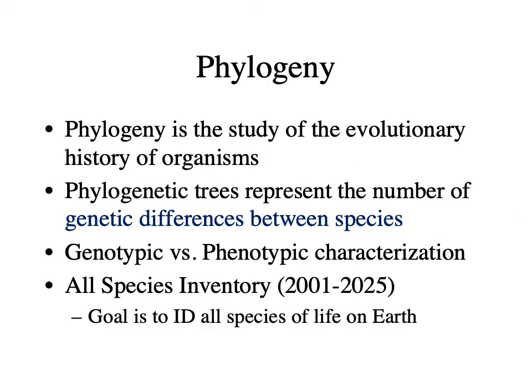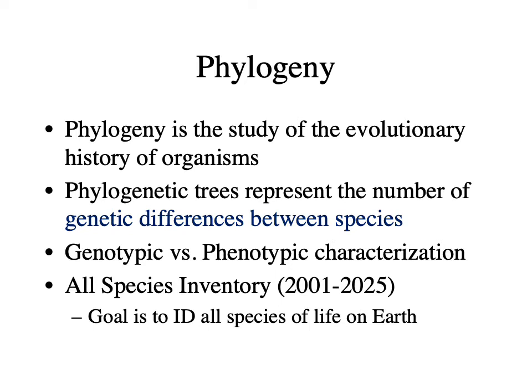Phylogeny is the study of the evolutionary history of organisms. It is the evolutionary history of the relationship of species. Phylogenetic trees represent the number of genetic differences between species. Where they are placed on the branch of the phylogenetic tree is mathematically determined by these differences.